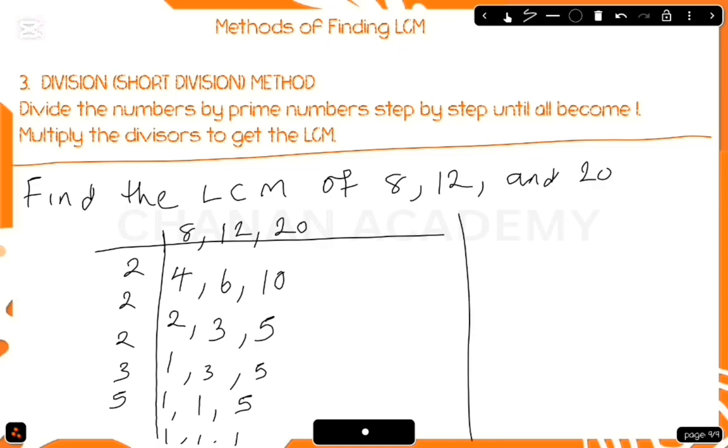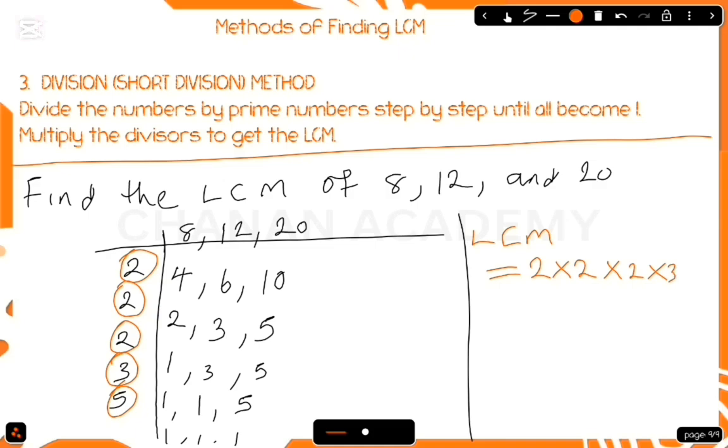So let's multiply the divisors. These are the divisors, so we multiply them. So our LCM is equal to 2 multiplied by 2 multiplied by 2 multiplied by 3 multiplied by 5. So our result will be 120. So 120 is our LCM.